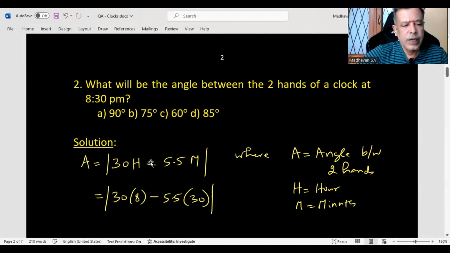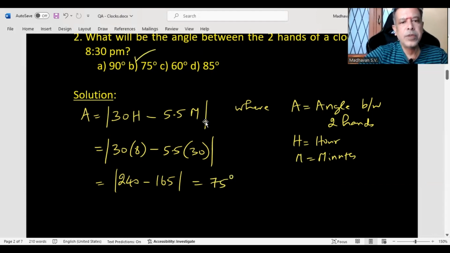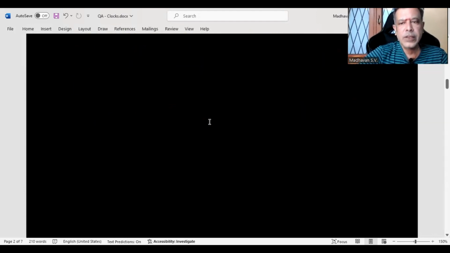So if we calculate, we get 240 minus 5.5 into 30, you get 165. So if we calculate, we get 75 degrees as the angle. So our option B is the right option. Let us move on to the next question.